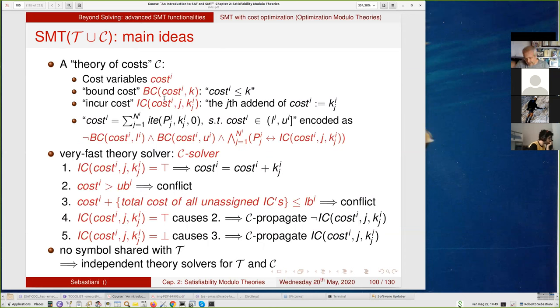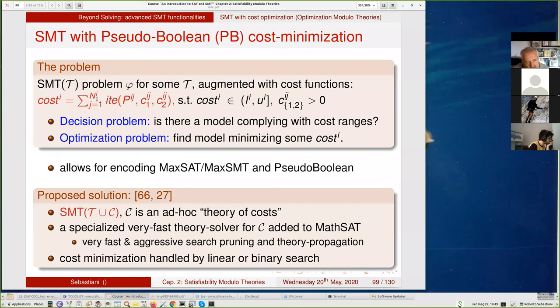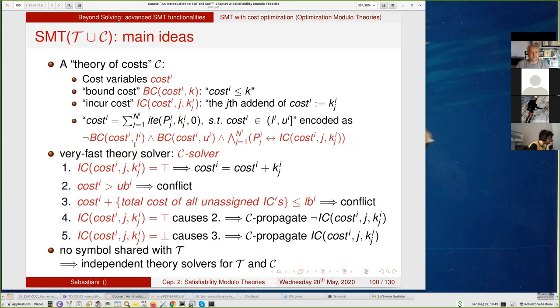Unfortunately I don't have much time here, I just give you the flavor of that. If your cost function is in this form, if-then-else, you can conceive an ad hoc theory solver such that for every such constraint, it keeps the current bound of those costs and the current lower and upper bound. Every time you assign one of those variables to true, you increment the current value and check whether this is greater than the current bound. And if you assign to false, you check whether with the remaining values you will be able to get something bigger than the lower bound. And if not, you fail. So this is a very cheap theory solver, which allows you to propagate values.